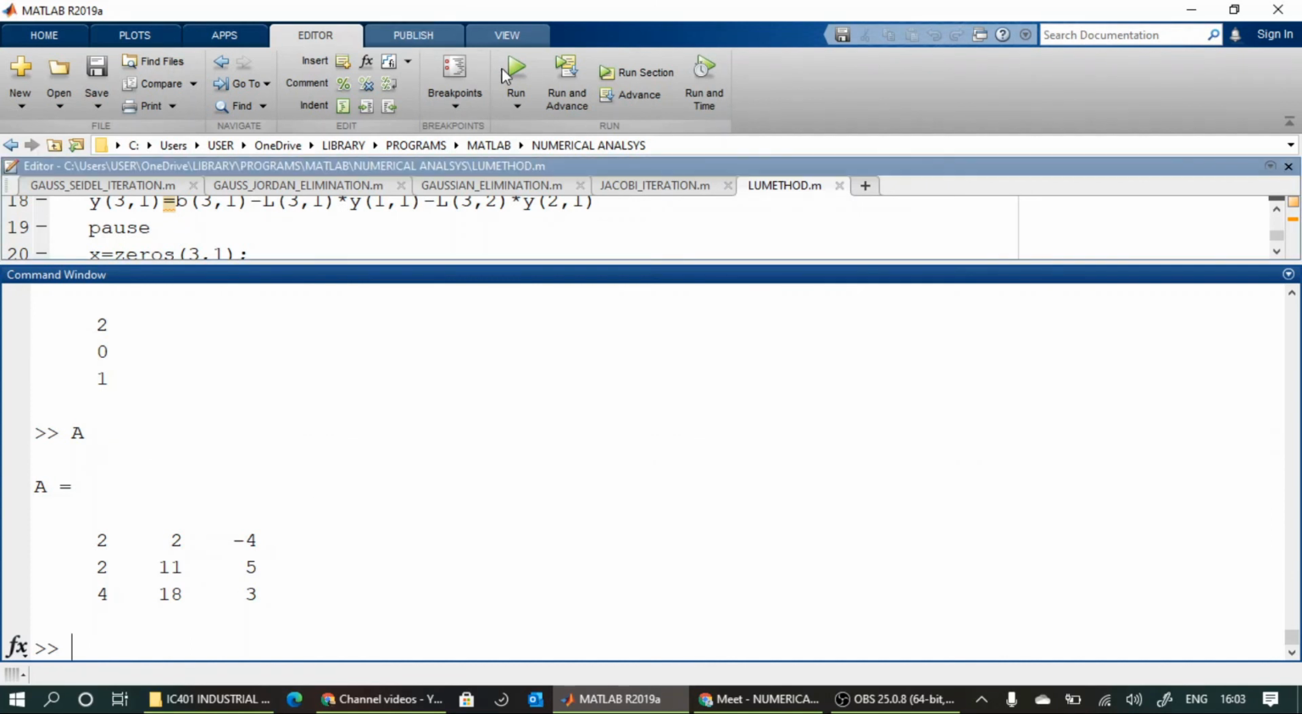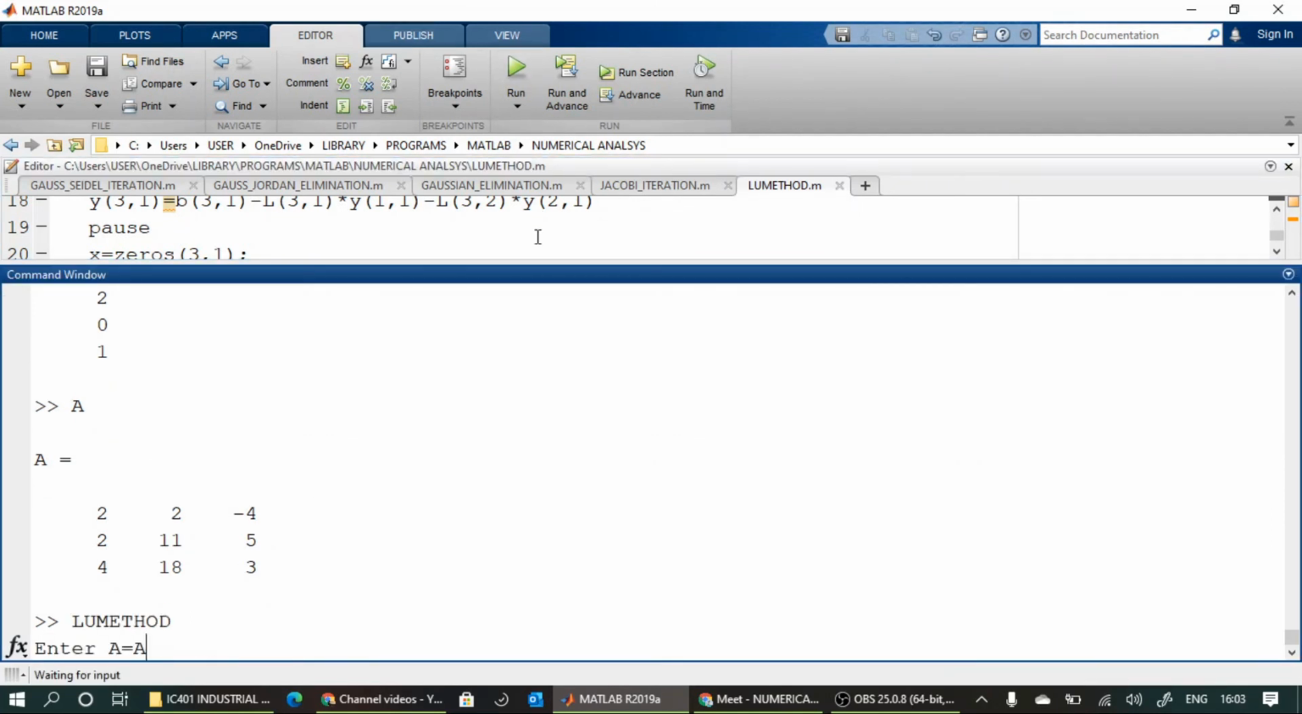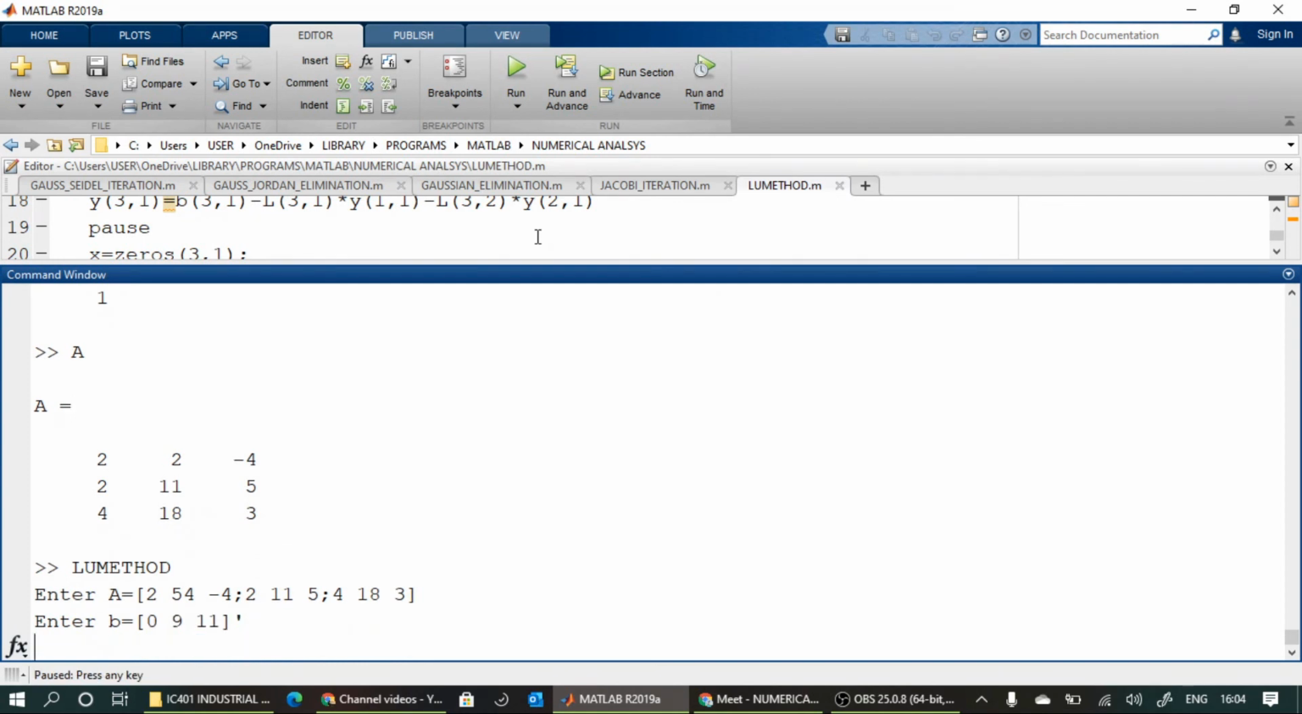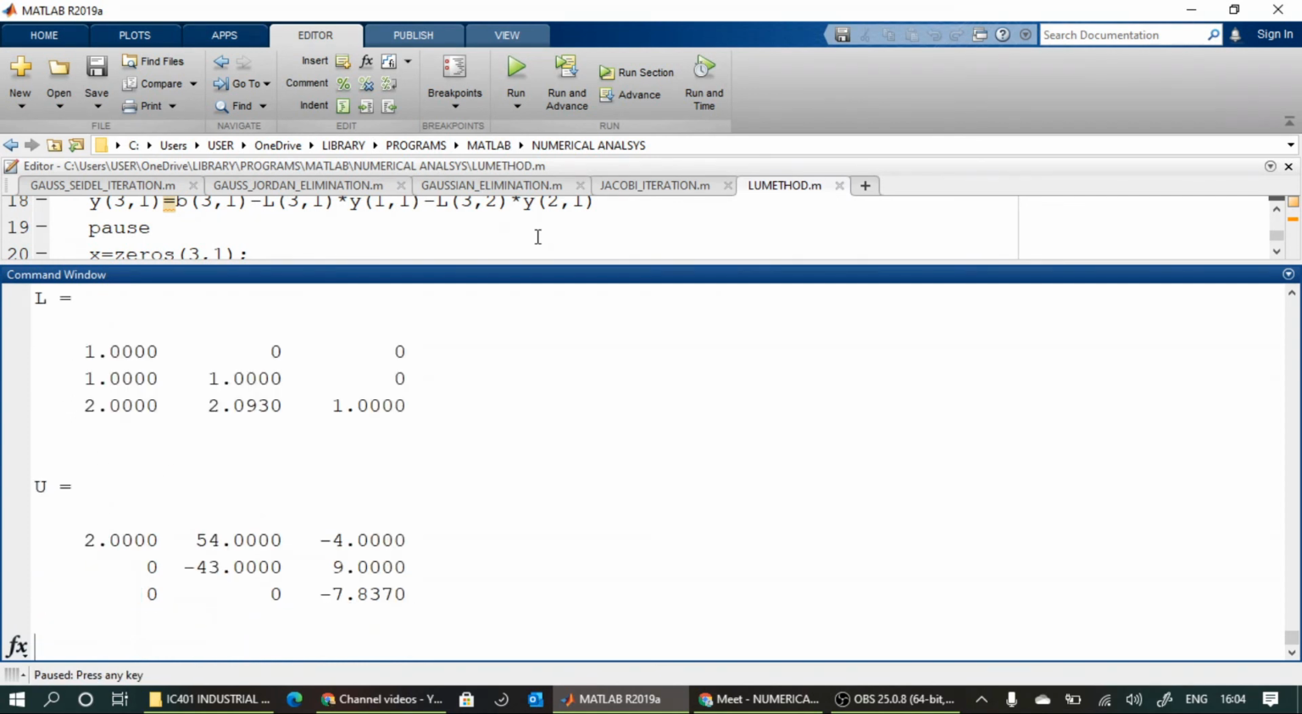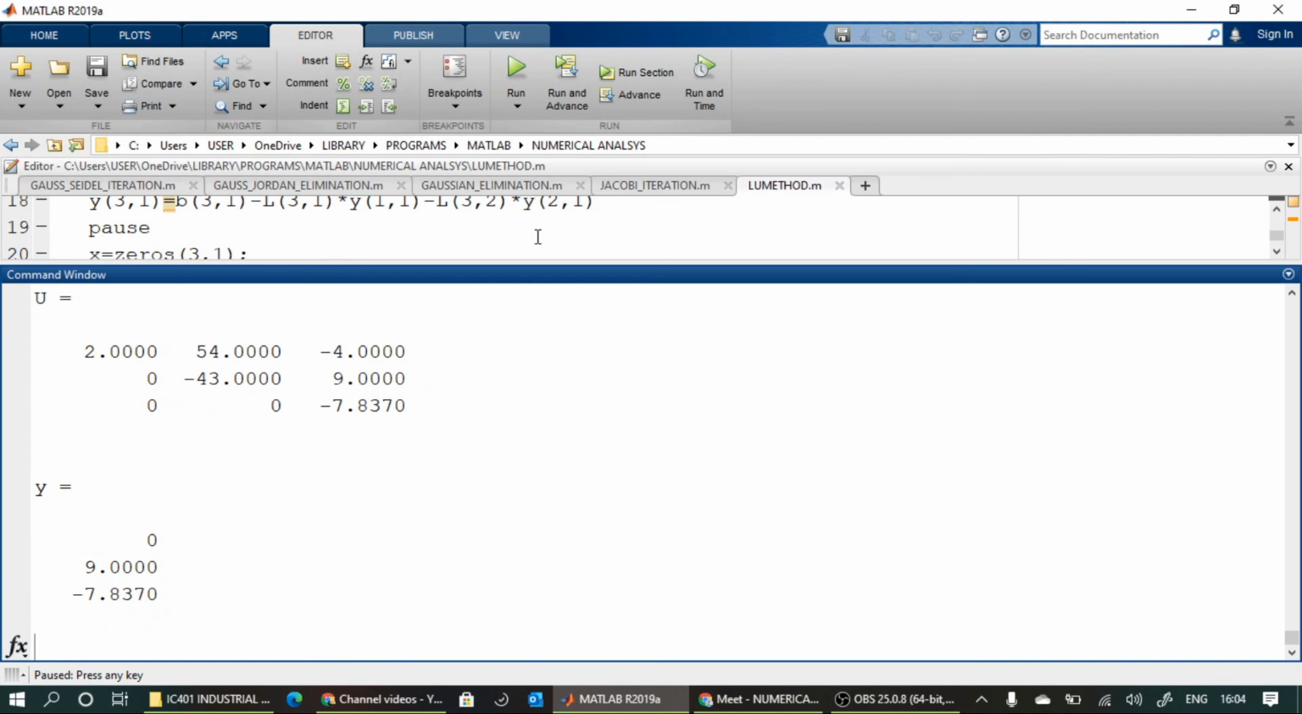Okay. So substitute another value. If I am substituting 54, L U, Y, X, again 2 0 1, the same solution we have.